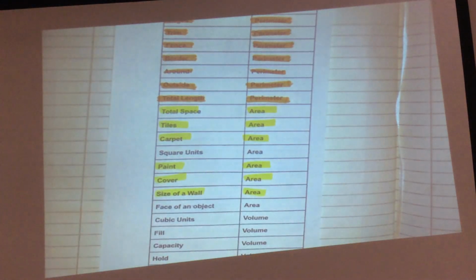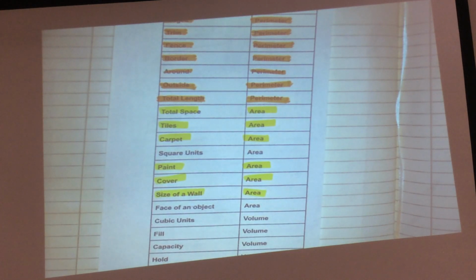Size of a wall. Okay, do you know what a face of an object is? So this right here, my Kleenex box, this is a face. It's one side. It's not the whole three-dimensional object, it's one flat side. So same thing, kind of like the size of a wall. They go together. Finding area.